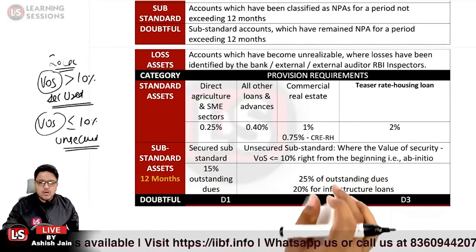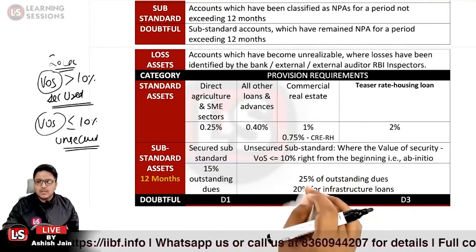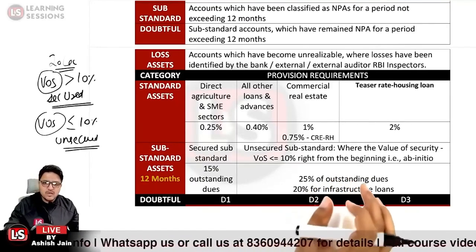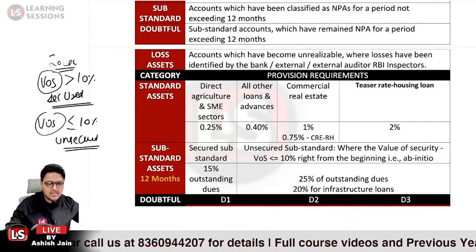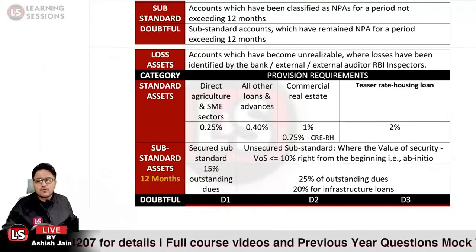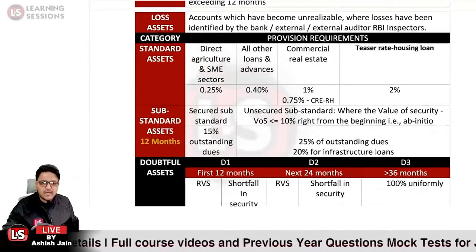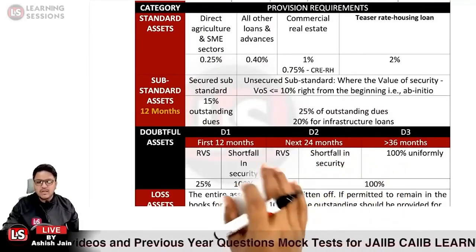And if the loan account is related to an infrastructure loan, in that case 20% provision is to be created. Is that clear? Further, if the loan is classified under the doubtful category, we have three categories under it, that is D1, D2, D3.